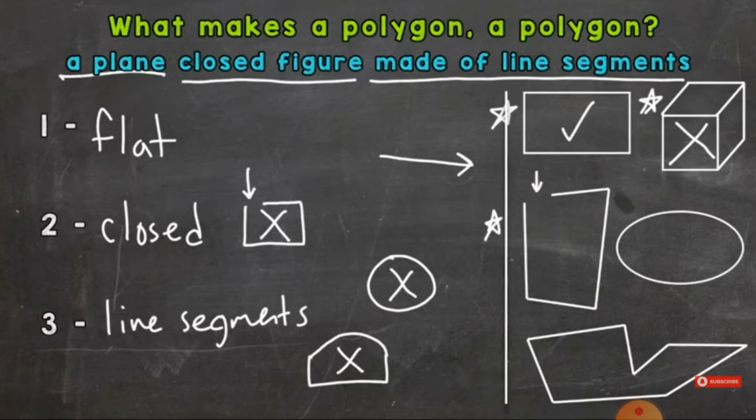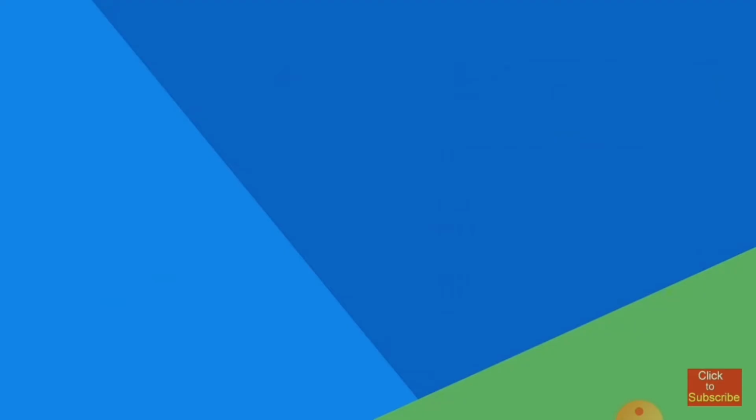Ito, merong butas. So is this a polygon? Still not a polygon. Next, ito, it's oblong, it's curved, right? So obviously not a polygon, because it should be made of line segments. How about this one? It's made of line segments, walang curves. It's also flat. Check. It is a polygon.